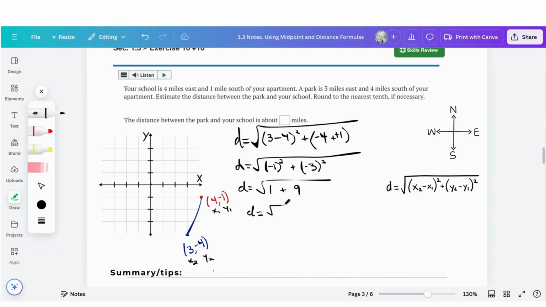You can leave it as this answer. That's actually more accurate, square root of 10 miles, but it says in the nearest tenth. So we're going to plug that in our calculator. Distance equals square root of 10. Oops, let's undo that. Square root of 10, plug that into Desmos. 3.16, or nearest tenth, 3.2.